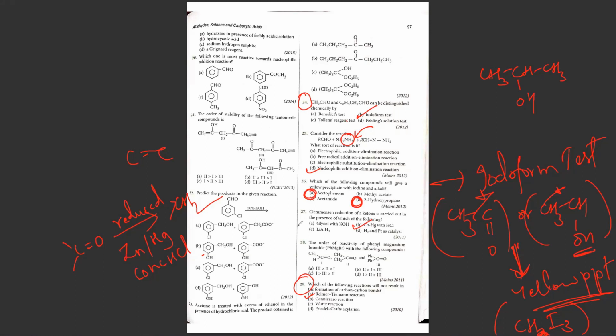What is the Reimer-Tiemann reaction? This we have seen. It is a name reaction used for preparation of salicylaldehyde from phenol. When you treat phenol with chloroform in the presence of a base like NaOH, you get salicylaldehyde, with OH and CHO. So here you can see there is no CC bond formed. Only the addition of the aldehydic group is taking place at the ortho position.